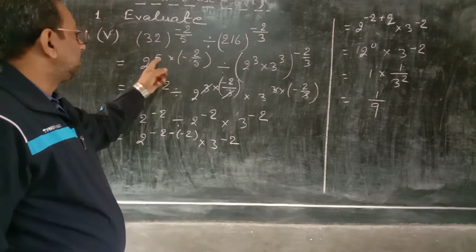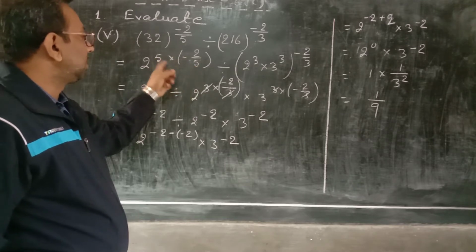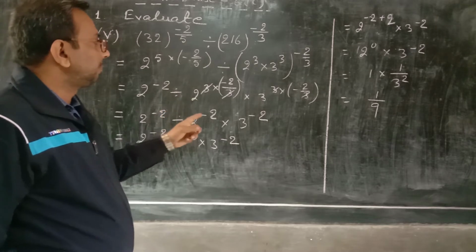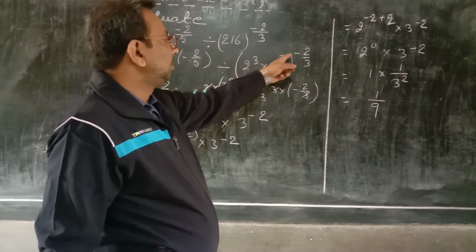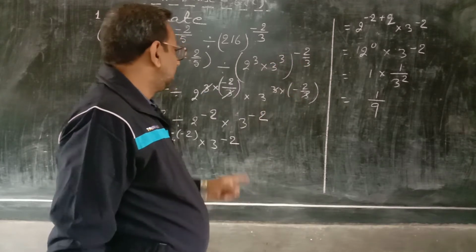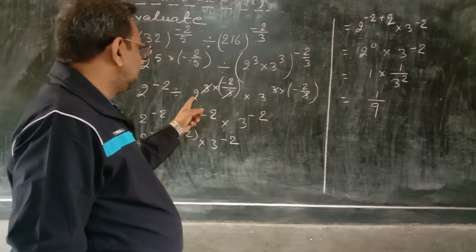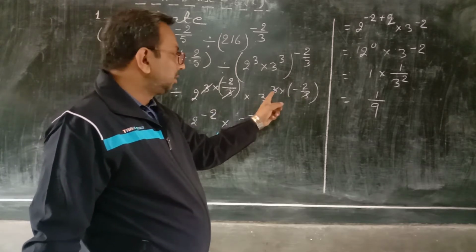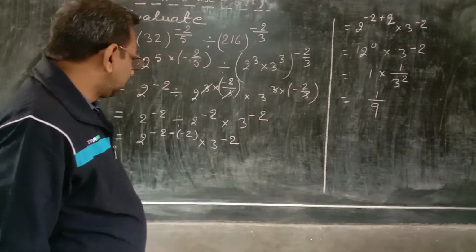These two powers are multiplied, 5 into 5, and 5, this were cancelled. So 2 to the power minus 2 is left, I wrote here, divided by 2 cube into minus 2 by 3 and 3 cube into minus 2 by 3. These 3 and this 3 cancelled, 2 to the power minus 2 is left. Similarly here, this 3 and this 3 cancelled, 3 to the power minus 2 is left.